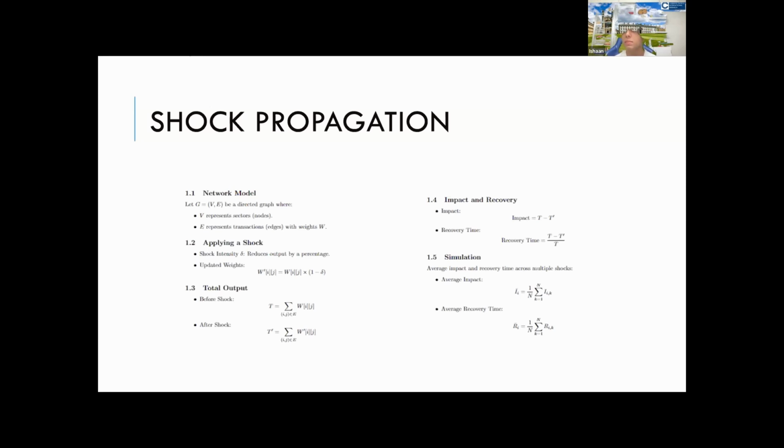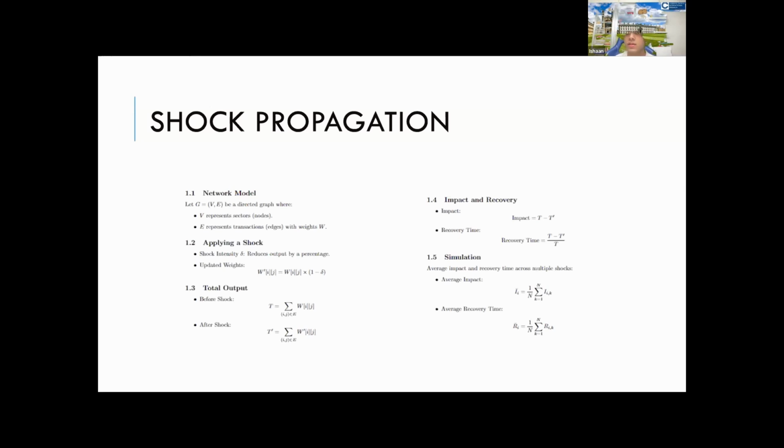The framework is typically based on the following components. G represents the different sectors, and the transactions are represented as directed edges. G equals (V, E) will be a directed graph where V is the set of nodes and E is the set of transactions. W will be the weight matrix. Wij represents the weight of the edge from node i to node j.